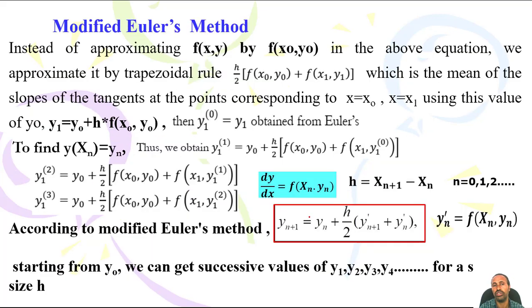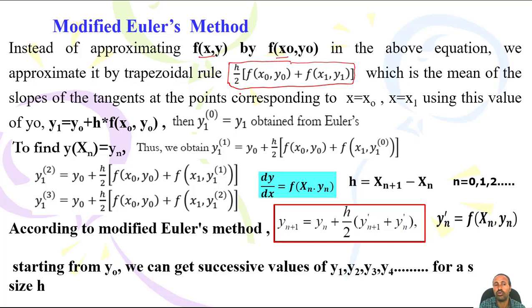Okay, modified Euler's method. Again, instead of approximating f of x, y, which is just a function, which is dy by dx, by this one in the above equation, we approximate by the trapezoidal rule. So this is by the trapezoidal formula, which is h over 2 times f of x naught, y naught plus f of x1, y1. You start from this, which is the mean of the slopes of the tangents at the points corresponding to x equal to x naught and x equal to x1.